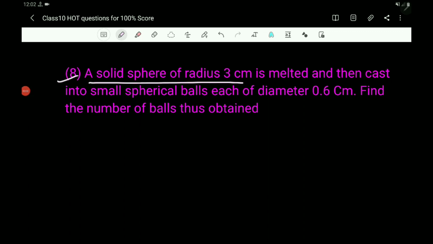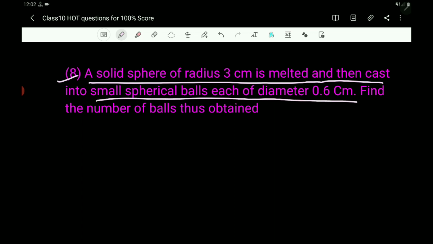Now you take question number 8. A solid sphere of radius 3 cm is melted and then cast into small spherical balls, each of diameter 0.6 cm. Find the number of balls thus obtained. Here we have to find the volume of the sphere and also the volume of the small spherical ball formed. So the volume of the big sphere divided by the volume of the ball is nothing but the number of balls thus obtained.